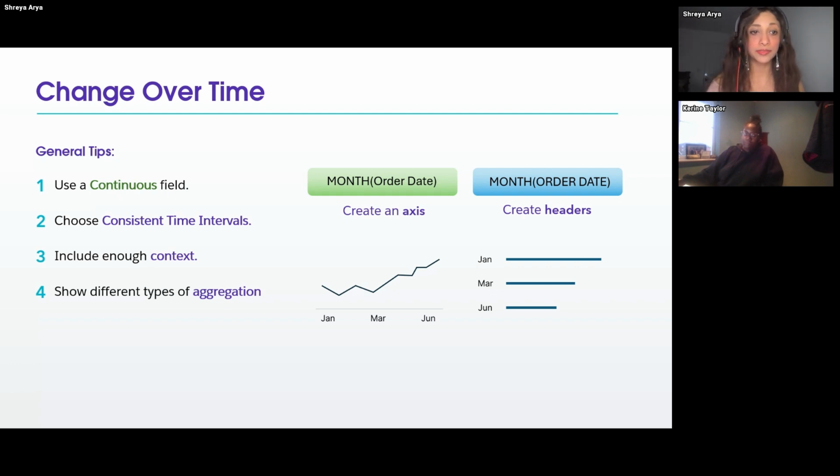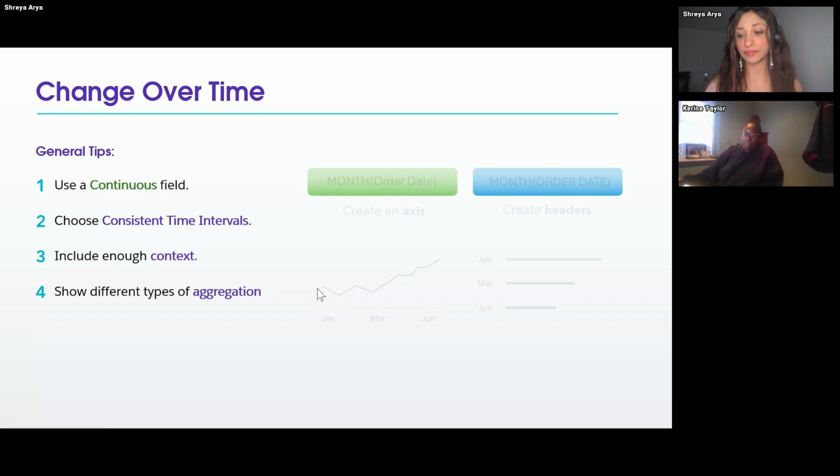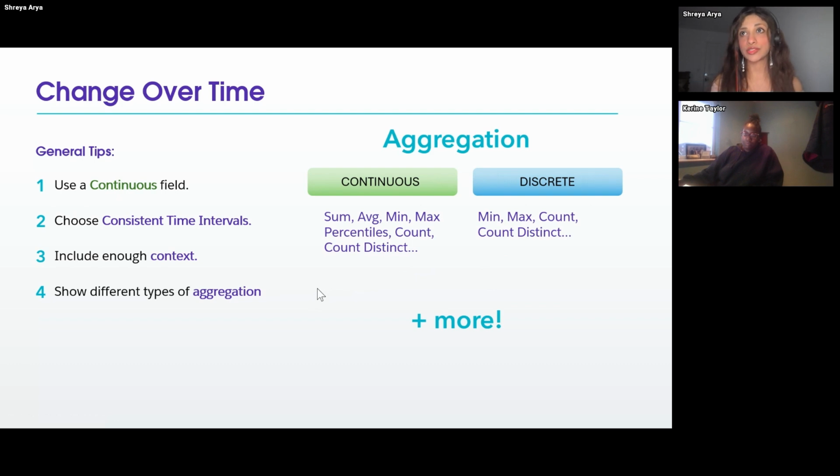And then the last tip is to show different types of aggregation. Depending on the pill color, so continuous data versus discrete data, you can aggregate it in different ways. For continuous fields, you can typically use sum, average, min, max, percentiles, count, count distinct, and more. Whereas for discrete fields, you have a smaller set of aggregations that you can apply.